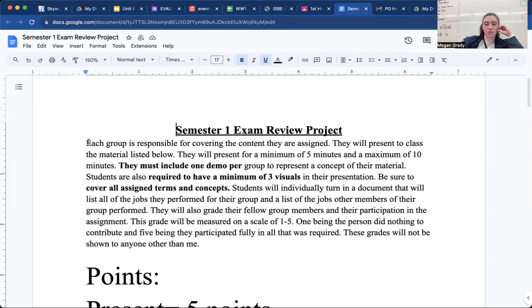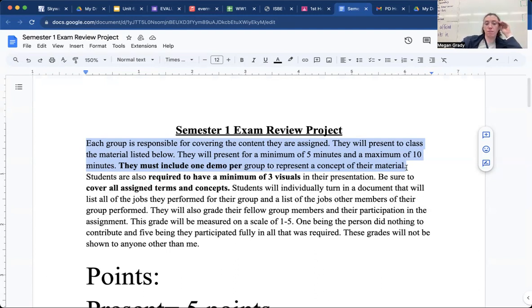Each group is responsible for covering the content they are assigned. They will present to the class the material below. They will present for a minimum of 5 minutes and a maximum of 10 minutes. They must include one demo per group to represent a concept of their material. Okay, so one demonstration meaning a song, a dance, a poem, a picture, right? Something that's not just a presentation, not just a PowerPoint, okay?